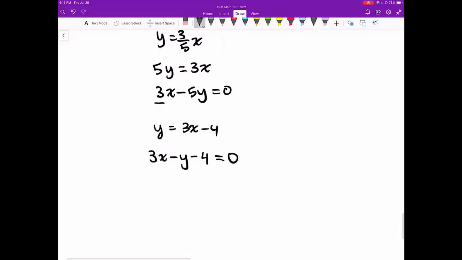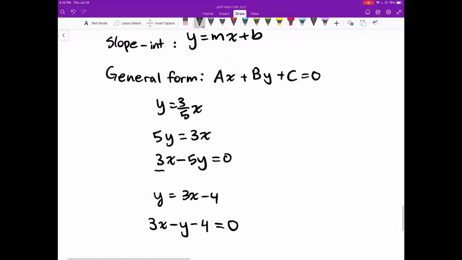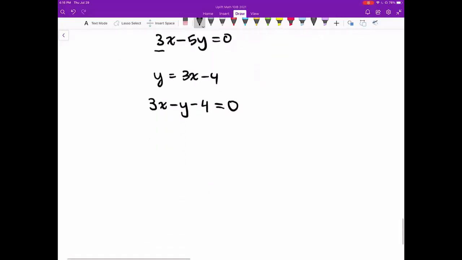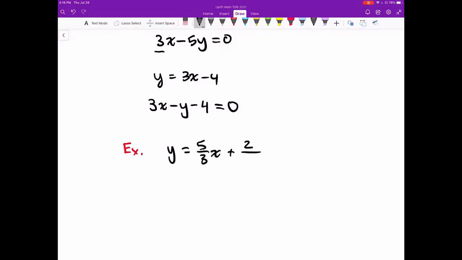Here, should we give them an example to do? Yes. Okay, should we give a complicated one? Yeah, I think I can give one. y equals 5 over 3x plus 2 over 3. You guys should try turning that into a general form.